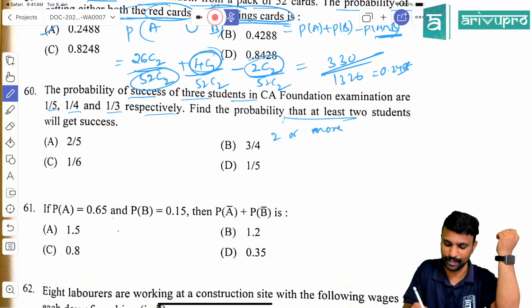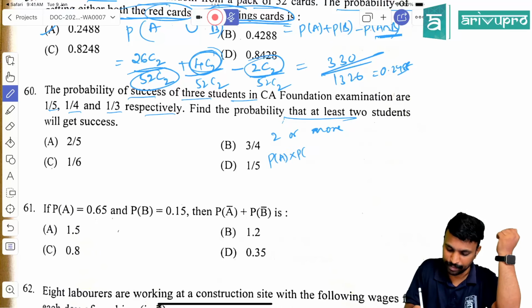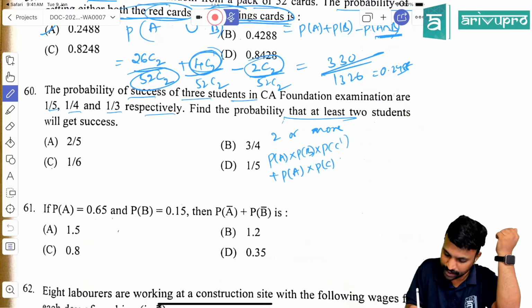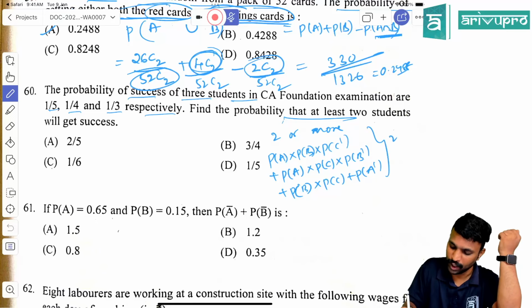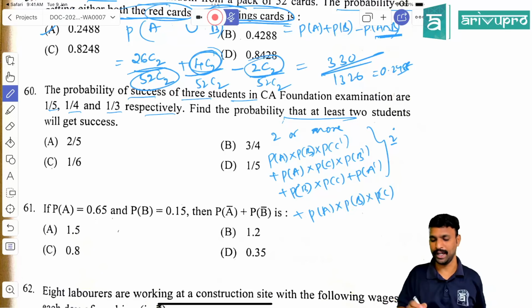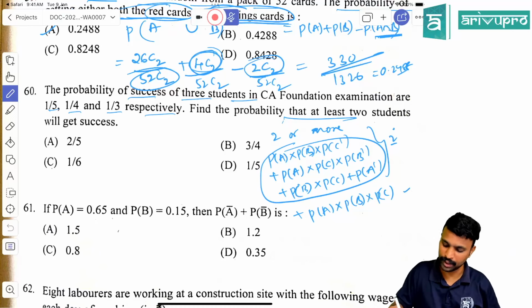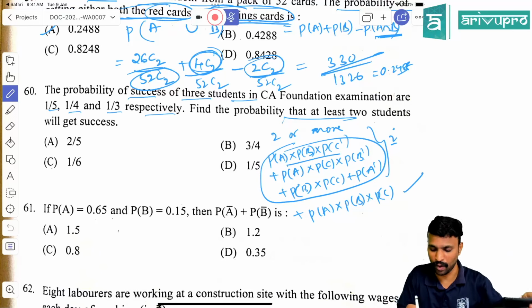So 2 students passing means A can pass, B can pass, C failing. This is a 2 student case. A passes, C passes, B fails. This is possible. Or B passing, C passing, A failing. Right? This is possible. This is for 2 events. And for 3 it is P of A into P of B into P of C. At least 2 means any 2 passing and all the 3 passing. So we have to take all these cases.